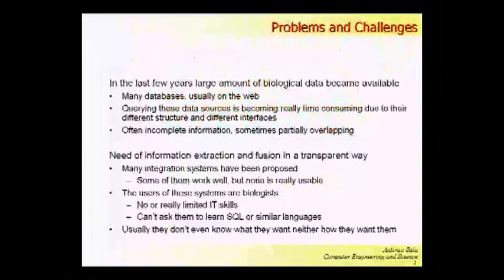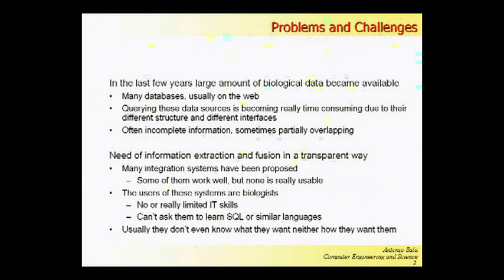So, which are the main problems and challenges of this topic? The main problem is that in the last few years, a large amount of biological data became available, and many databases have been published and are available on the web, and so there is a huge availability of data for biologists and researchers in biology. And they are experiencing troubles querying these data sources because these data sources usually offer incomplete information, and sometimes, just sometimes, they are partially overlapping.